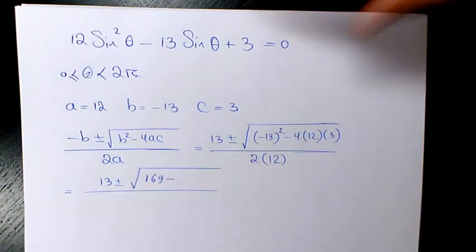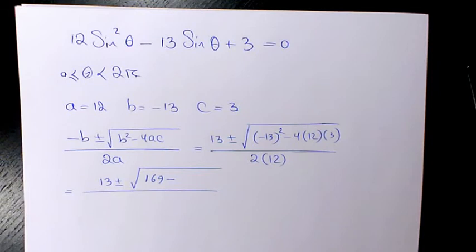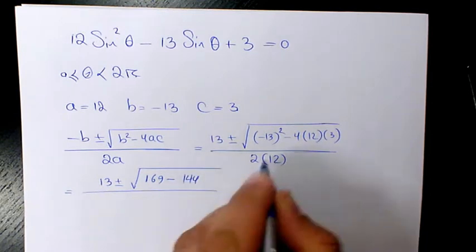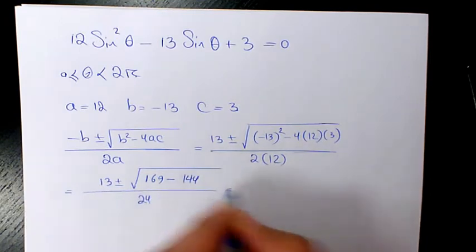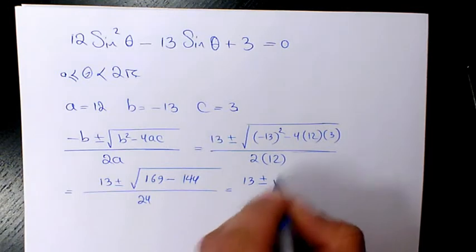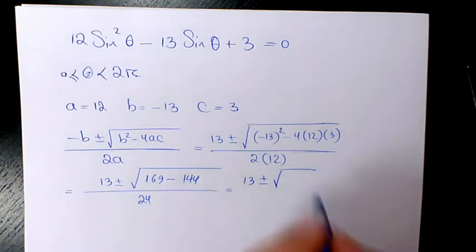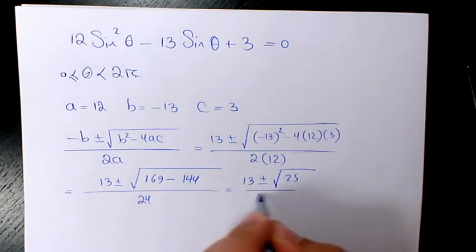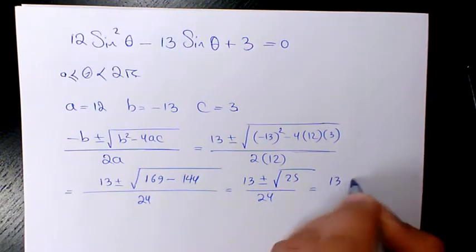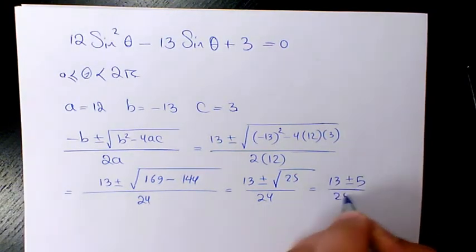That's going to make it 13 plus or minus the square root of 169 minus 4 times 12 times 3, that's 144. 2 times 12 is going to be 24. So that's going to be 13 plus or minus the square root of 169 minus 144, which is 25, over 24. So it's going to be 13 plus or minus 5 over 24.